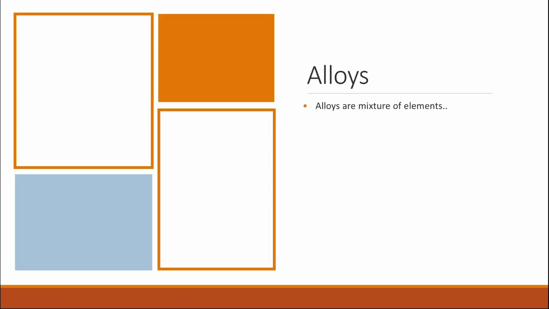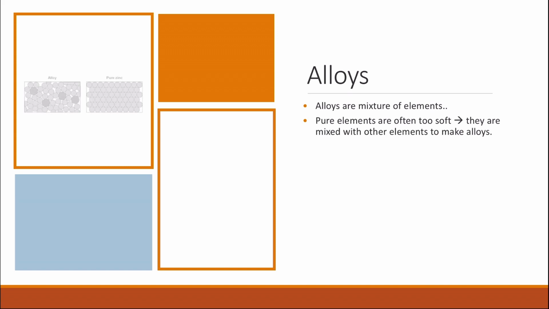So alloys are a mixture of elements. These elements could be pure metals with other elements. This could be another metal or a different element. So the pure metal, like zinc, for example, when we have an alloy that has zinc, that will have some other elements within the structure of the metal that affect the properties of the alloys.